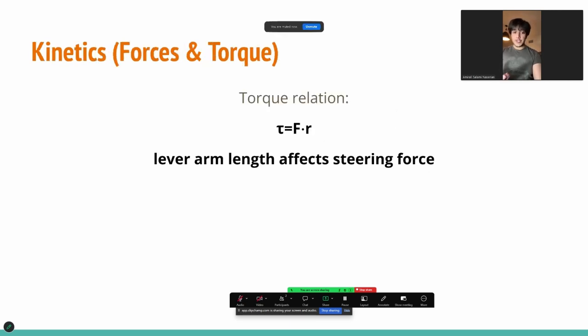For kinetics, the main equation we use is the sum of moments about a point equals moment of inertia times angular acceleration. In this system, the servo applies a torque to the lever arm, which generates a moment about the bell crank pivot. This moment must overcome resistance from the wheels, friction in the joints, and inertia of the system. This explains why the system struggled. The torque from the servo was not sufficient compared to the load caused by the vehicle weight and friction.